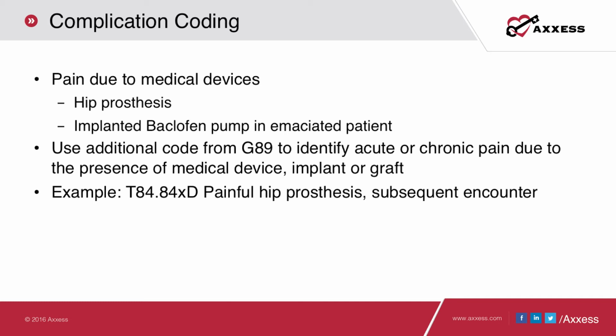When you code pain due to medical devices, you'll find guidance in the code book that tells you to use an additional code from G89 to identify acute or chronic pain due to the presence of a medical device, implant, or graft. For example, the code T84.84XD is painful hip prosthesis, subsequent encounter.